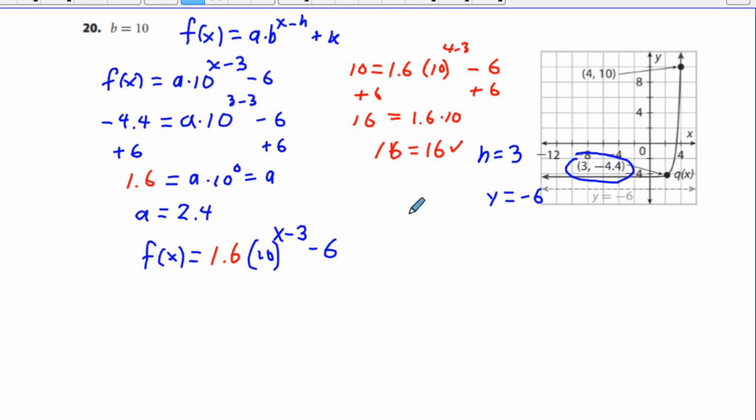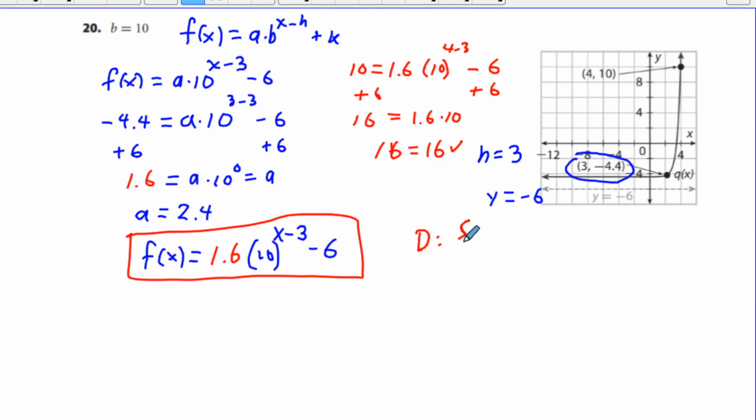Check. So this is a real-time example of why you check your reference point. Okay, your domain is going to be the same as we've done before: x such that x is greater than negative infinity but less than infinity.